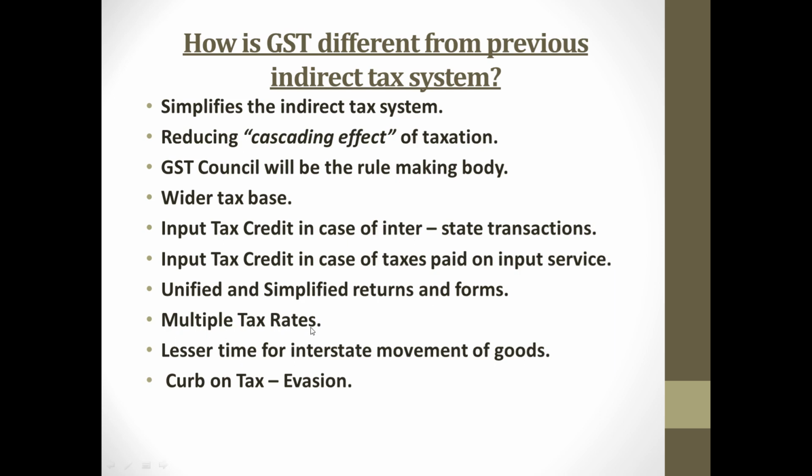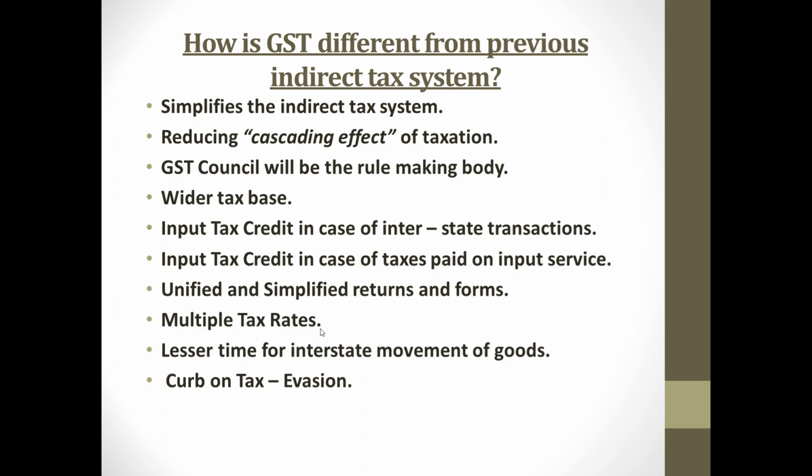Next is multiple tax rates. Multiple tax rates means that an ideal GST system should have maximum one or two tax rates, but for the time being in India, we have five different tax rates, like 5%, 12%, 18%, and 28%. These tax rates have been kept in the beginning so that revenue can be generated more and more.